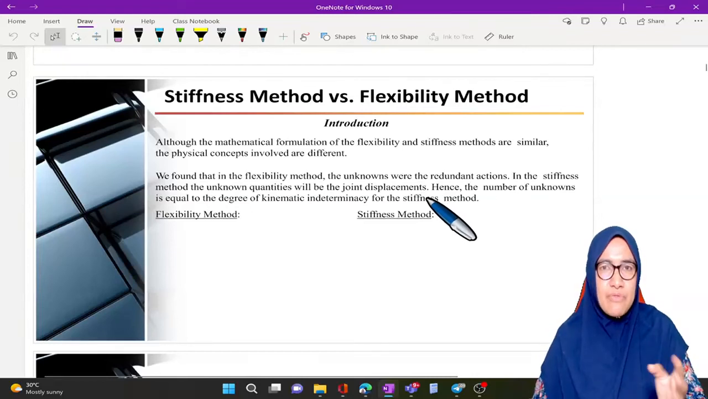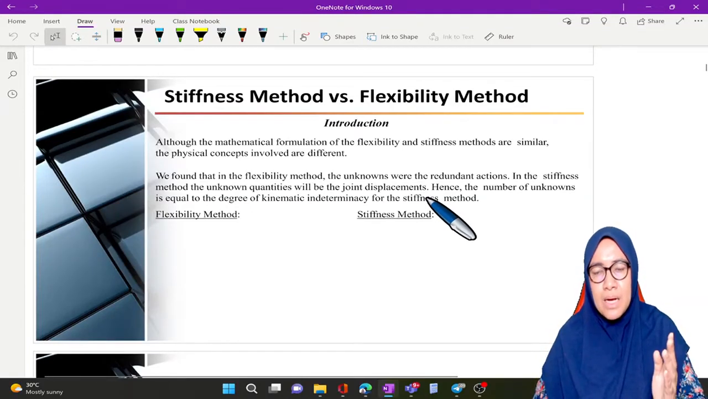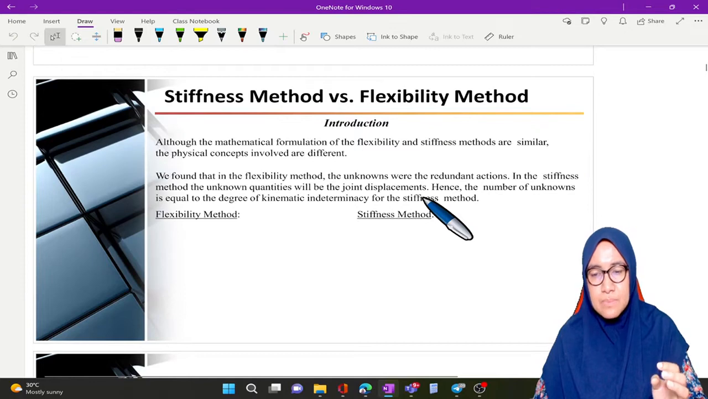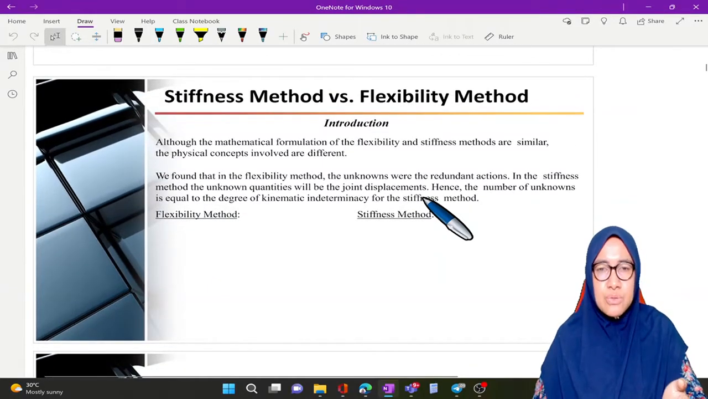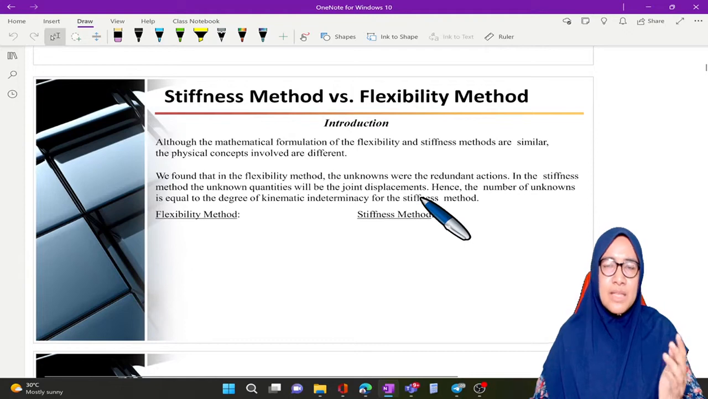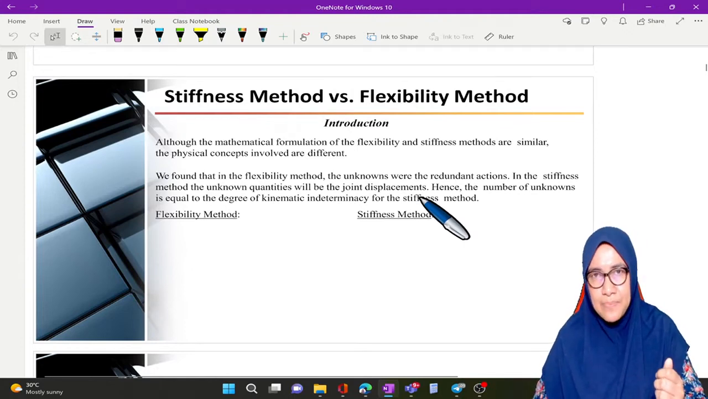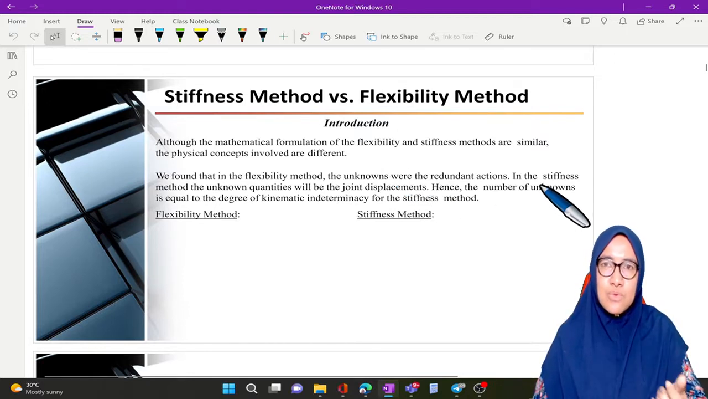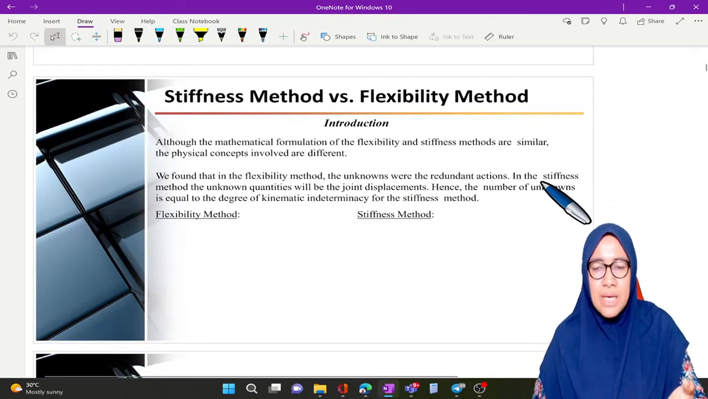Before we move to the first part of the stiffness matrix method, which is the truss, let me introduce the difference between the stiffness method and the flexibility method. The flexibility method is used to analyze indeterminate structures whenever the equilibrium equations are not enough to determine the reactions.